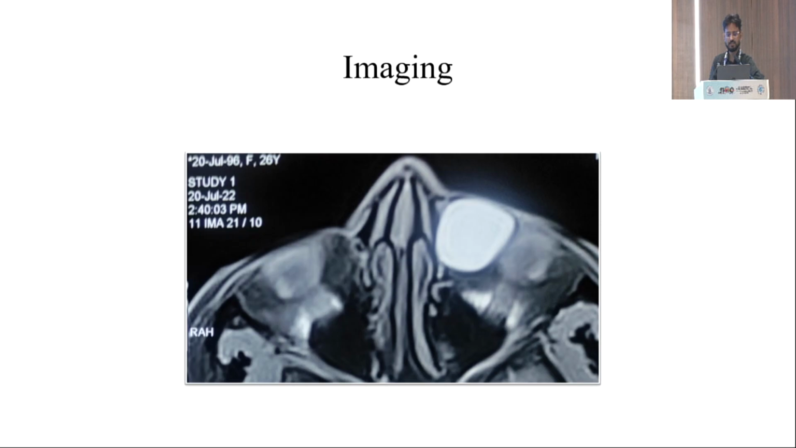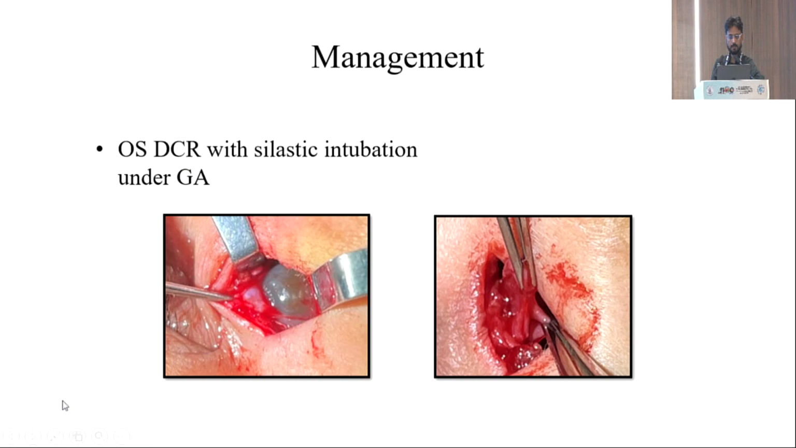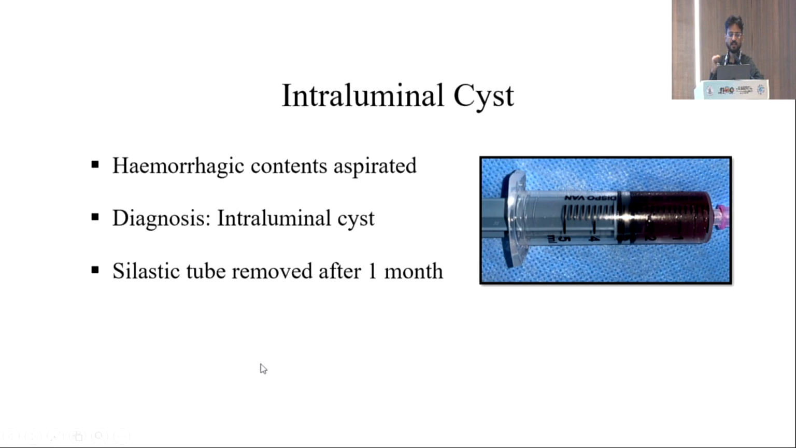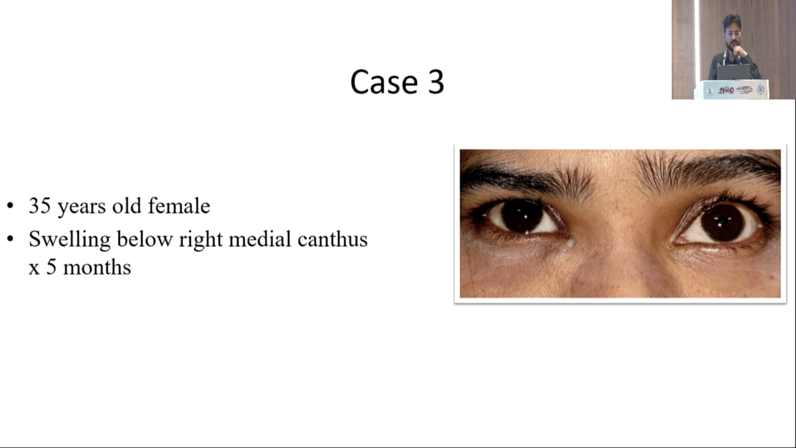Imaging again showed a large hyperintense cystic mass in the area of the nasolacrimal duct. So again, we opened it, we went inside, and what did we find? We found a large intraluminal cyst. Whether it was within the lacrimal sac or adjacent to the lacrimal sac, it was difficult to differentiate. This was the blood which was aspirated from the cyst, and histopathology showed it was a cyst arising from the lacrimal sac area. An intubation was done, the patient also underwent a DCR, and the post-op course was good, watering had resolved.